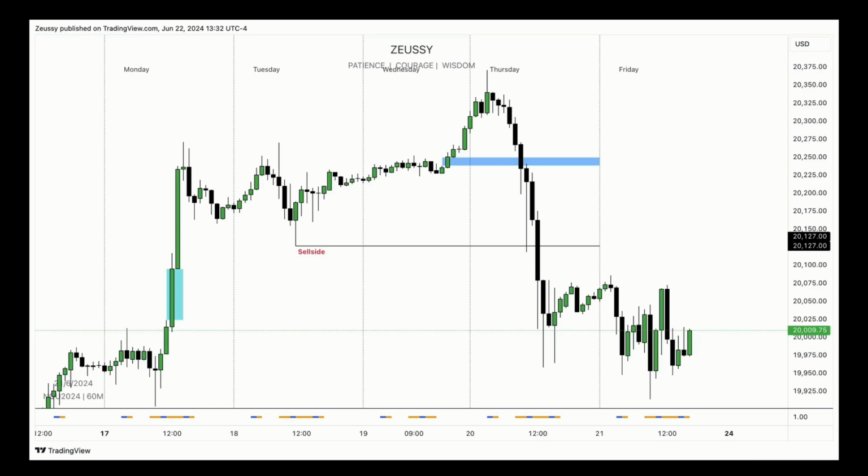We see low resistance on Thursday towards the downside into the weekly opening, which I did not have annotated, but you can investigate that for yourself. And then on Friday, we simply chop around because the weekly delivery had already been completed.